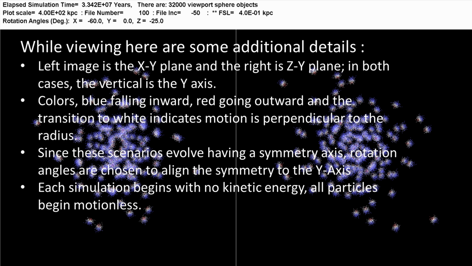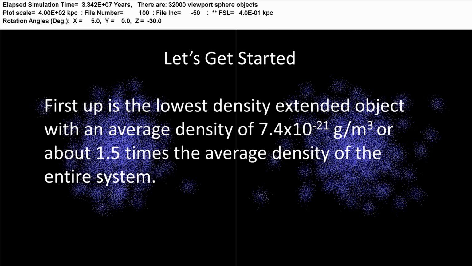While viewing these videos, please keep in mind that the XY plane is on the left and the ZY plane is on the right. Particle color is indicative of the direction it is moving. In addition, I have rotated the system so that its axis of symmetry aligns with the y-axis. Enough with all the talk, let's just get started.